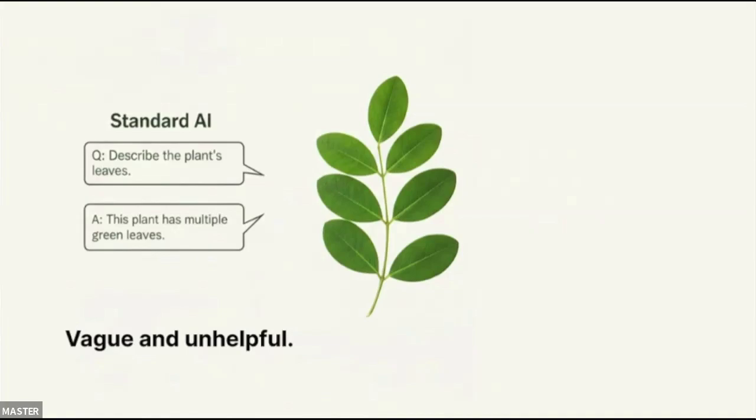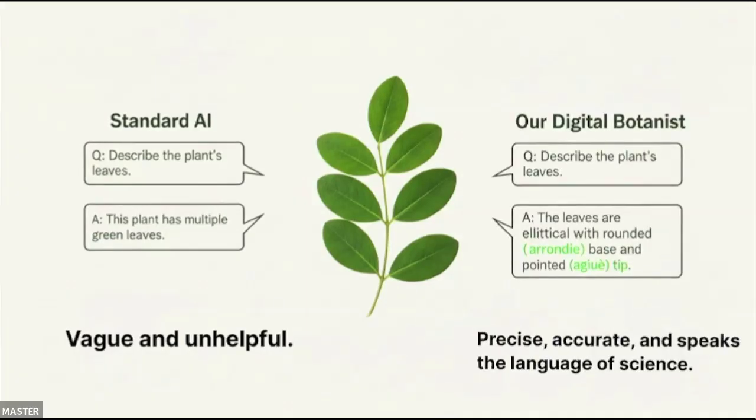We started with a standard AI model and asked it to describe the leaves of a specimen. Its answer was something vague. This plant has several leaves. True, but not helpful. Then we asked our digital botanist the exact same question, using the exact same image.